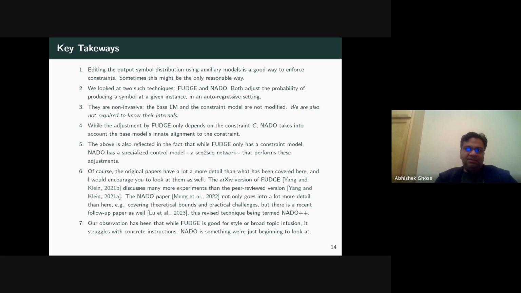But where we are seeing FUDGE failing is when you give it very concrete instructions, like if a person comes with an account issue, you want to tell FUDGE that okay, first ask for the person's login, and then ask for the error that the person has seen, and then ask when was the last time they attempted to log in, right? These are very concrete instructions you might need to use in a good customer service session. This is where FUDGE sort of loses the plot, right? We just started looking at NADO. We are hoping that it is better, but this is what we have observed.